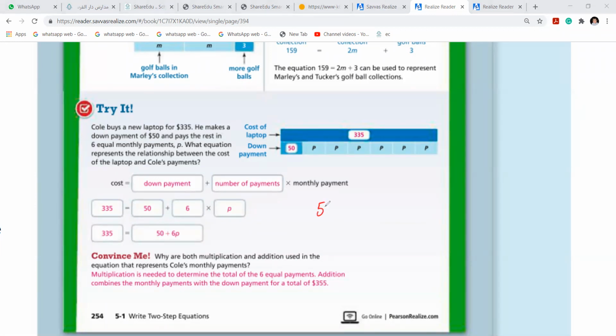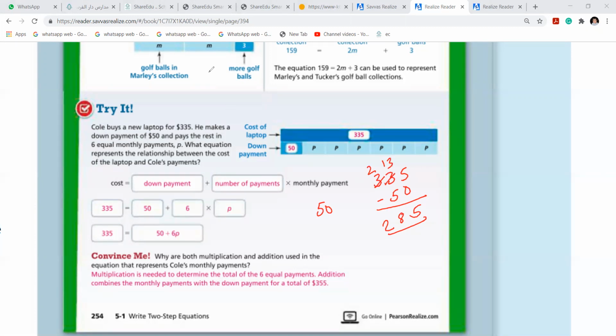First, I give $50. So of course I need to minus, 335 minus 50. Okay, first thing I will minus it. Why? 285. Okay. Now this 285, I divided in how many equal monthly payments? 6 equal monthly payments, P.